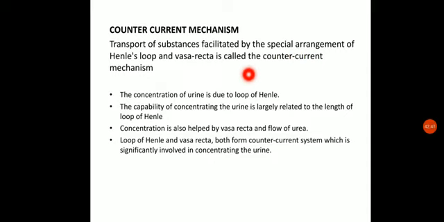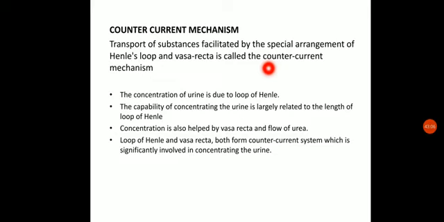Okay, so here we can say the transport of substances across this membrane, the uptake of the different substances, is made possible and facilitated by the special arrangement of Henle's loop and vasa recta. This is called the countercurrent mechanism. Current is basically the movement. And when the movement is taking place in both these tubules, like the loop of Henle and the vasa recta, so what will happen?